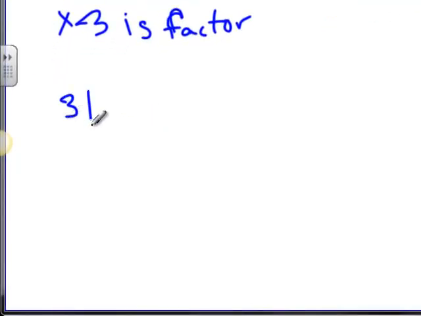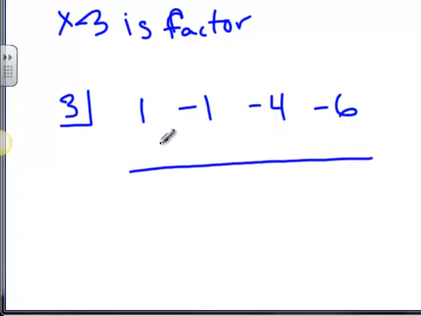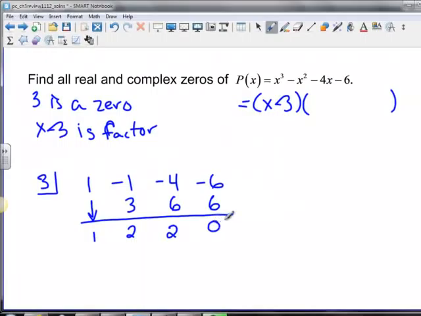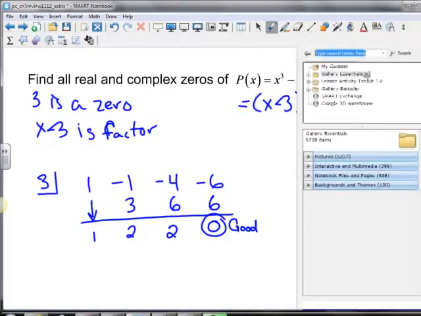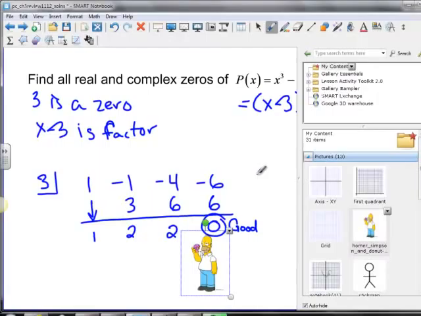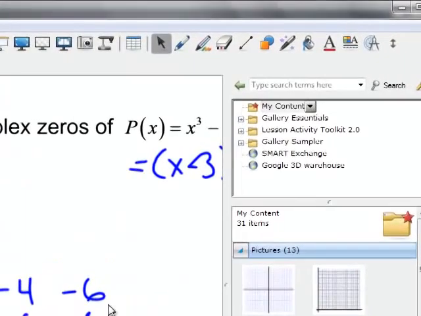We got 3 here, then 1, -1, -4, -6. Skip a line, draw a line. Bring down the 1. 3 times 1 is 3. -1 plus 3 is 2. 3 times 2 is 6. -4 plus 6 is 2. 3 times 2 is 6 again. And then we get 0 as a remainder. 0 as a remainder is good. We can even bring over our buddy here just to make sure. Donuts. All right, so that's a good thing.